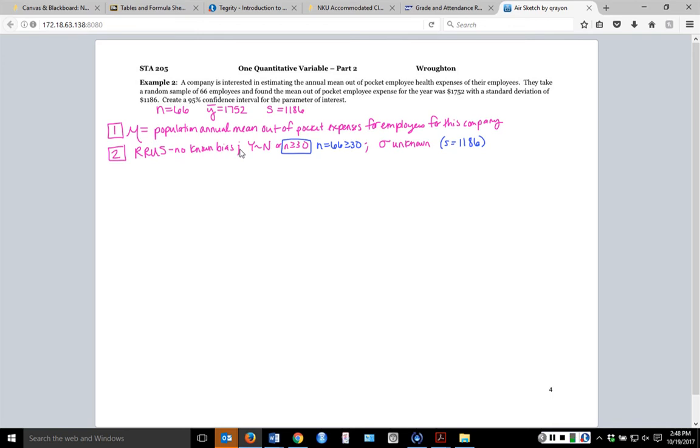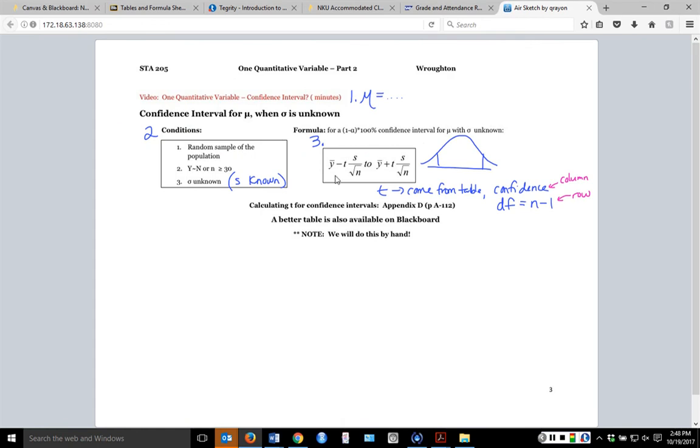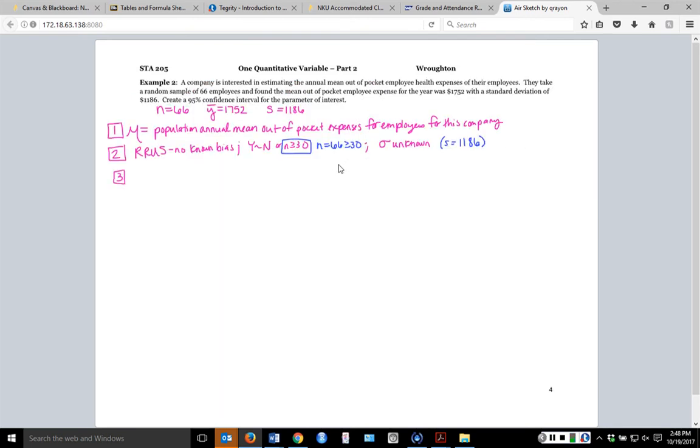Right, for our third step, we're just doing the formula. So if I go back and look at my formula here, I know y bar, I know s, I know n. I just need to find t before I can actually continue on. So let's find t. What I need to know is how confident do I want to be? Well, it tells me in the problem that we want to be 95% confident. And then I need to know my degrees of freedom, which is my sample size minus 1. My degrees of freedom is going to be 65.